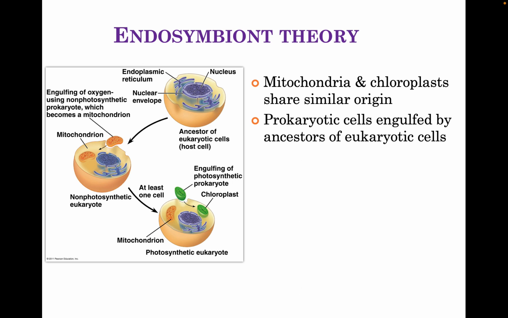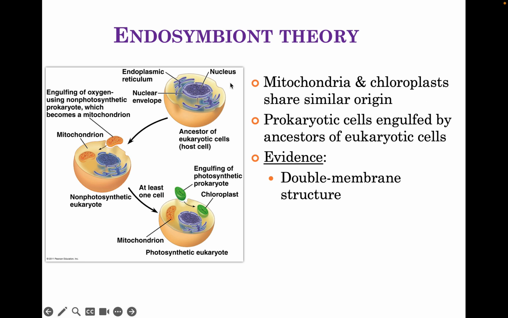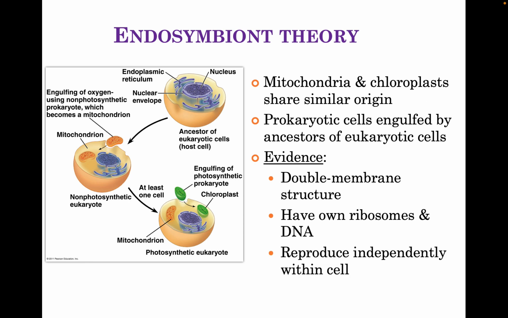Some evidence to support the endosymbiont theory is that mitochondria and chloroplasts share a similar origin. Prokaryotic cells are engulfed by the ancestors of eukaryotic cells. The evidence for this is the double membrane structure. Imagine something that already has one membrane going through the cell membrane of another thing. It would pick up an extra coating of cell membrane. In addition, mitochondria and chloroplasts have ribosomes and DNA of their own, and these reproduce independently within a cell.